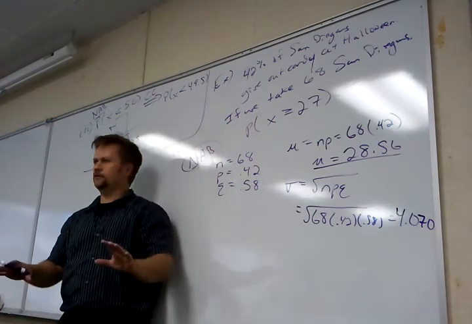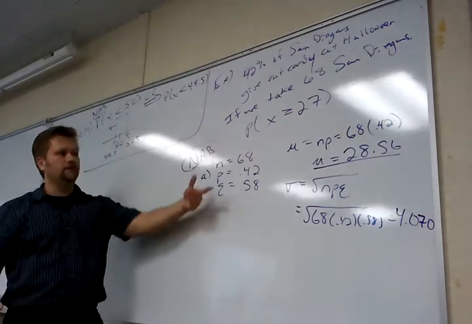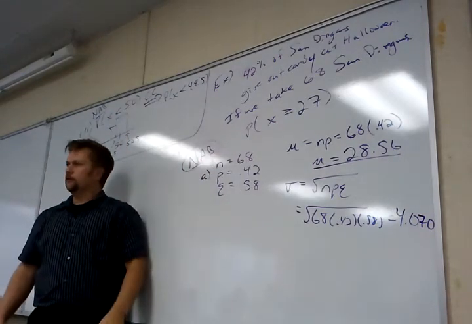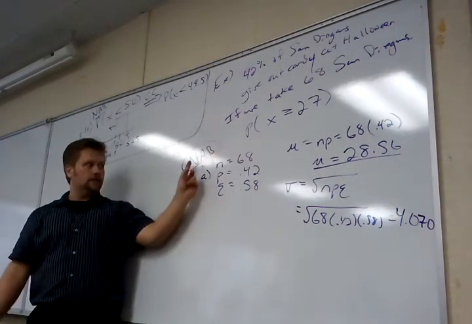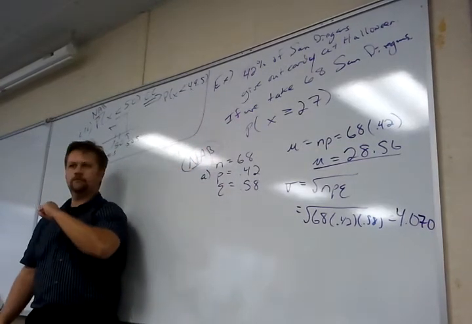How you guys doing here? So far, so good? So this would be like part A on this problem. I'd say find the mean and the standard deviation. And then part B, I'd say use the normal approximation to find the probability that it's at least 27.